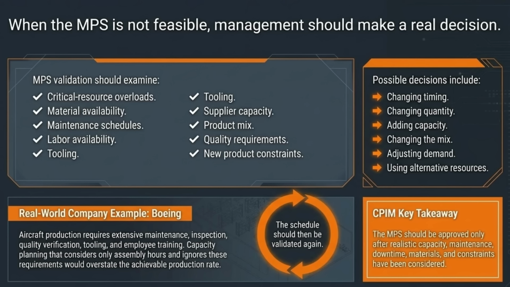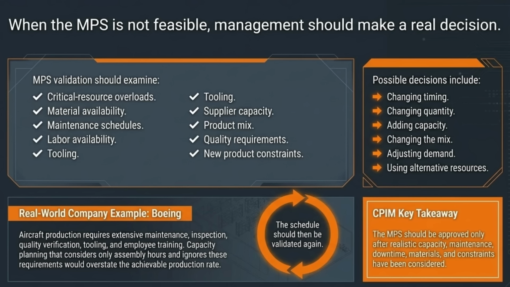MPS validation should examine critical resource overloads, material availability, maintenance schedules, labor availability, tooling, supplier capacity, product mix, quality requirements, and new product constraints. When the schedule is not feasible, management should make a real decision. Possible decisions include changing timing, changing quantity, adding capacity, changing the mix, adjusting demand, or using alternative resources. The schedule should then be validated again.